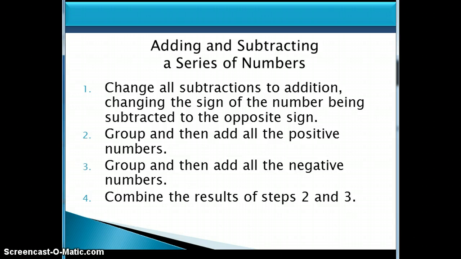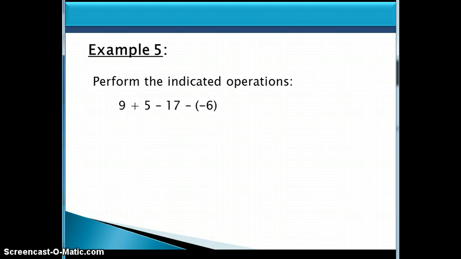So let's look at an example. Here we have a series of additions and subtractions. Remember, the very first step is to change the subtractions to addition. And when we do that, remember, you are also changing the sign of the number that was being subtracted originally. So our minus 17 becomes plus a negative 17, and our minus a negative 6 becomes plus a positive 6.